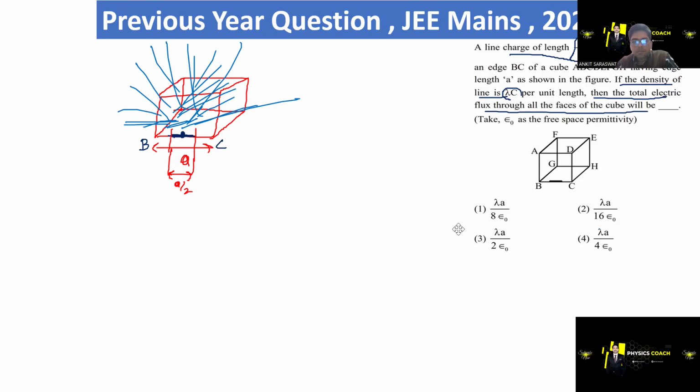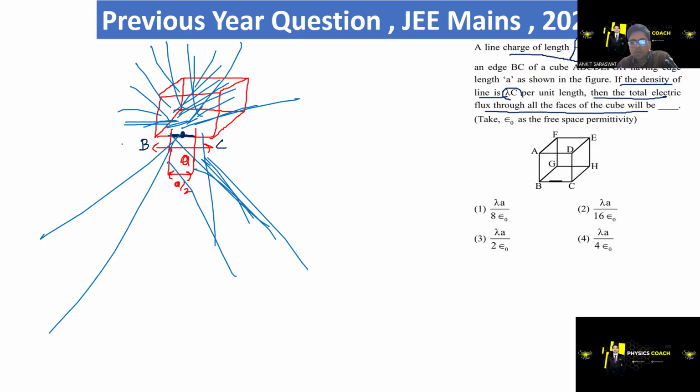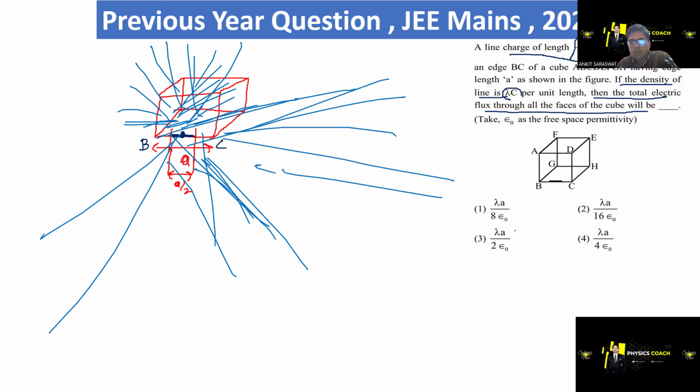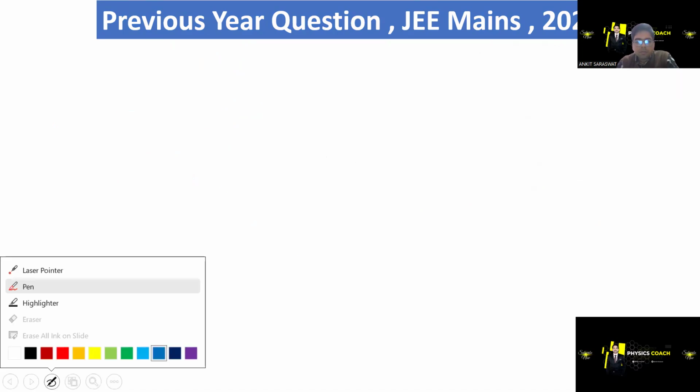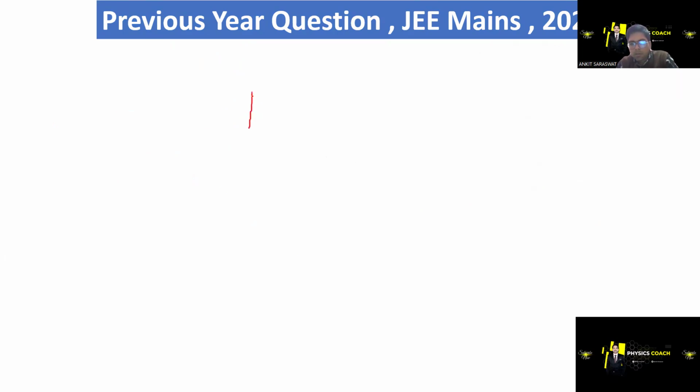Now see how to calculate. If you look carefully, some flux of this charge is also going here, on this side also, because the surface is not closed. So before applying Gauss theorem, we should know the concept of Gauss theorem. We have to make our surface closed like this.